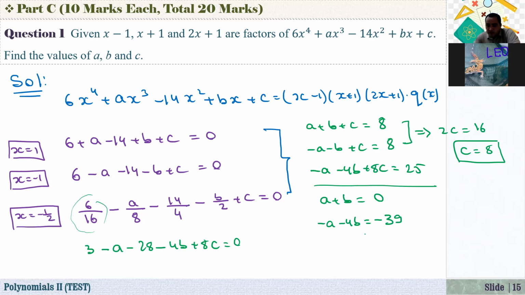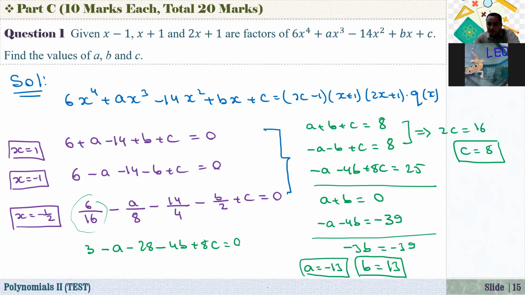Right. So now, again, if we just add them together, here we have minus 3B, because A plus minus A is 0. So that's equal to minus 39. What is B? B is equal to 13. So if B is equal to 13, what is A? A should be equal to minus 13, because A plus B is equal to 0. Okay, so we can write the final answers here. A is equal to minus 13, B is equal to 13, and C is equal to 8.